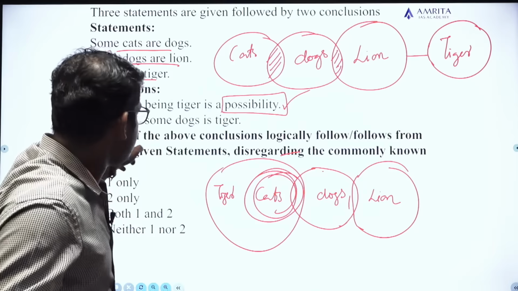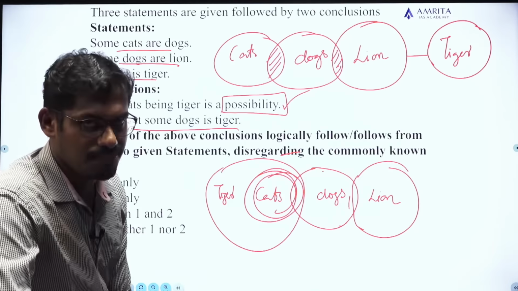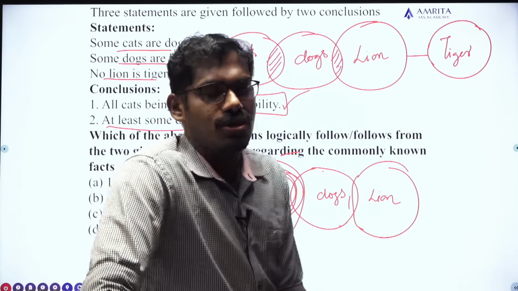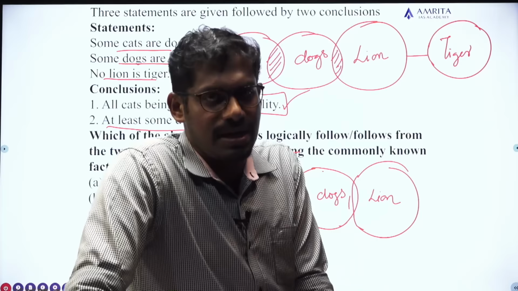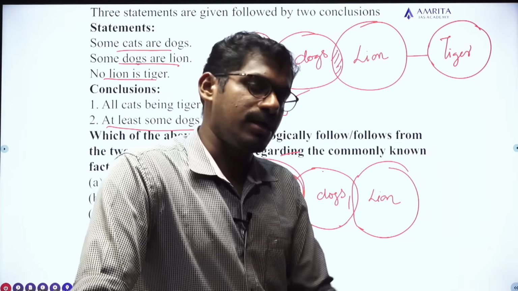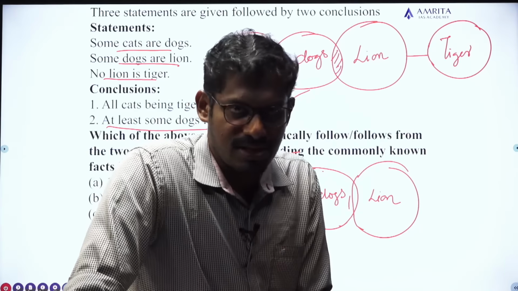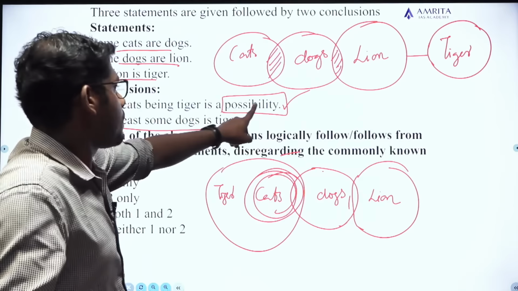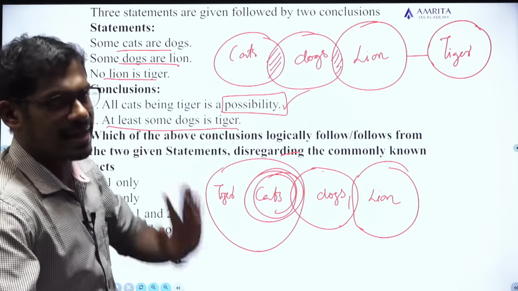In the second statement, there is no possibility case. So we don't want to go after the possibility case. We don't need to redraw the diagram or draw other possible diagrams as well. So in the first case, there is a possibility clause, but that is absent in the second case.